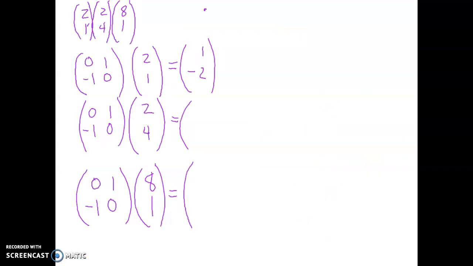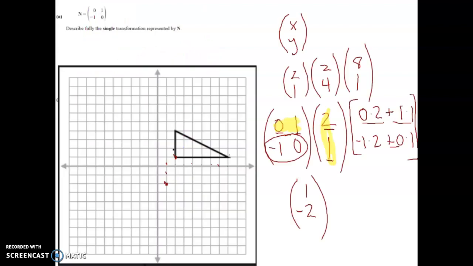Now let's multiply the other two vertices. So this row, this column: 0 times 2 plus 1 times 4, and negative 1 times 2 plus 0 times 4, so we've got 4, negative 2. And 0 times 8 plus 1 times 1, and negative 1 times 8 plus 0 times 1, so 1, negative 8. Okay, and now we're going to plot it: 4, negative 2, and 1, negative 8.